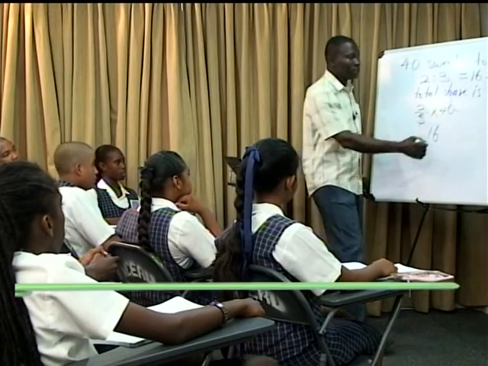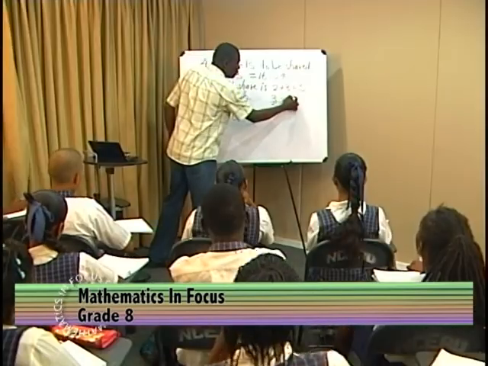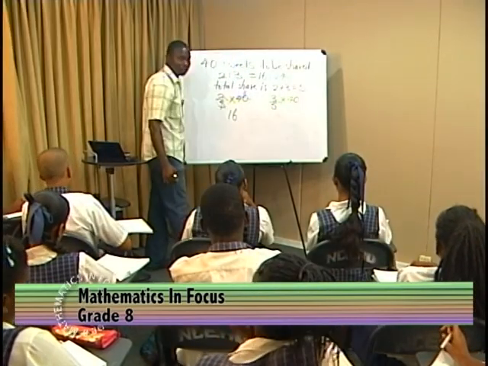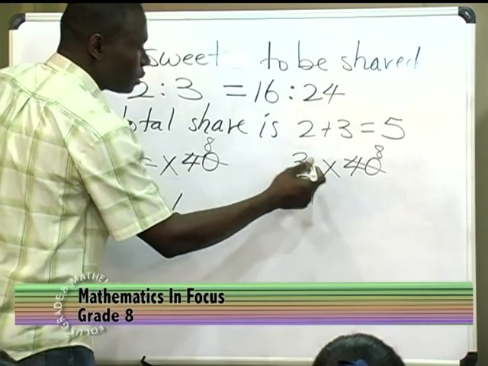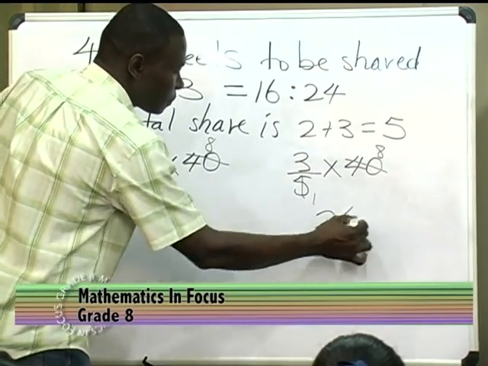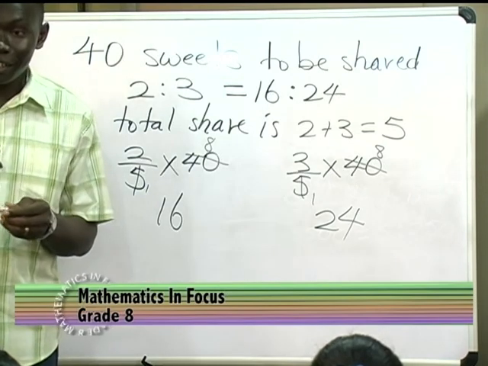The second person is receiving 3 out of 5, so we say 3/5 of 40. So we say 5 into 5, 1, 5 into 40, 8, and 3 8s, 24. And we get our answer very fast. So we don't have to go ticking and, like that.